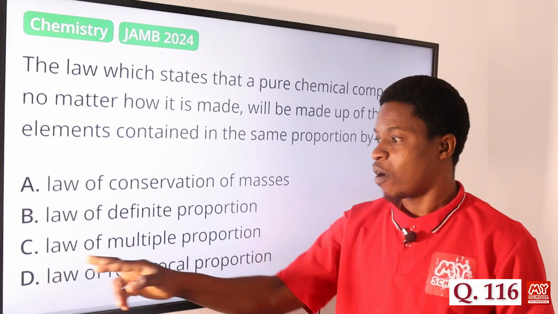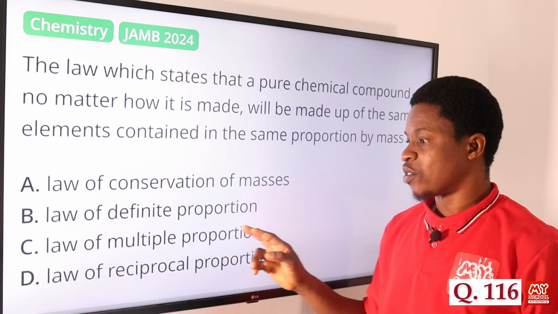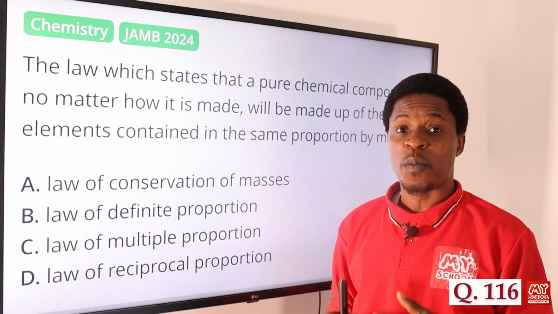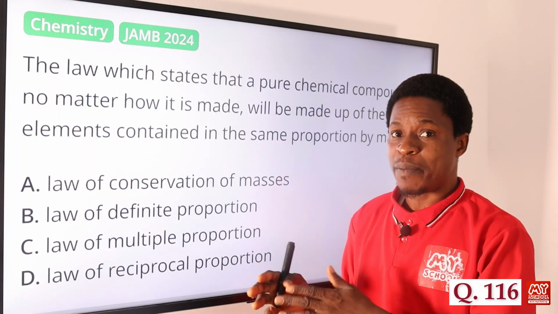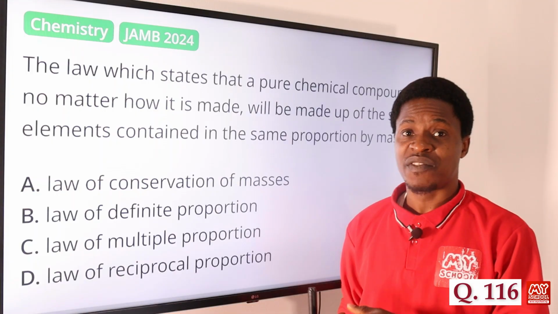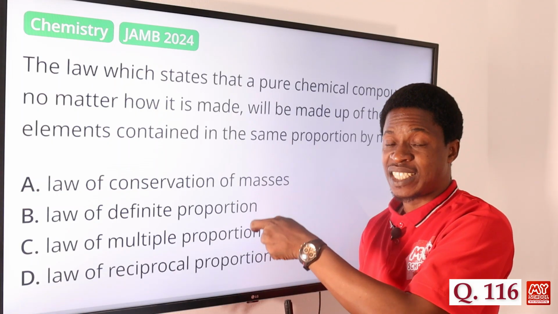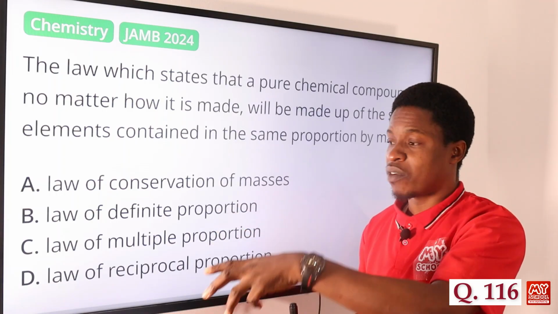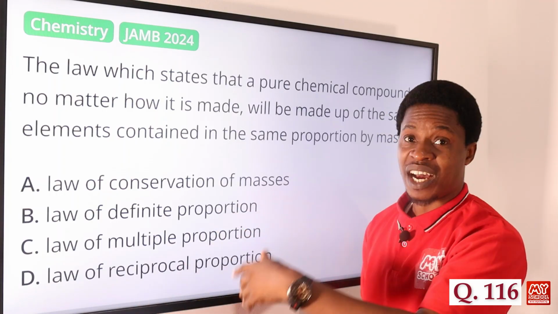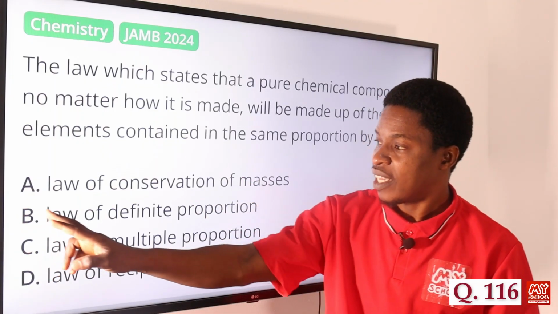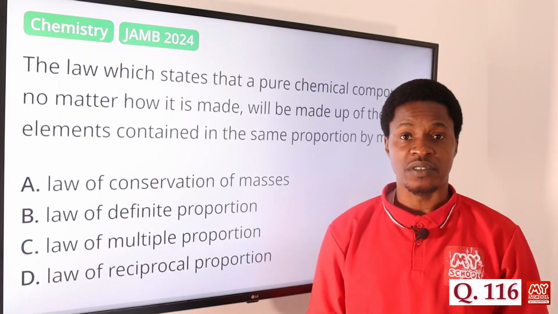Law of definite proportion. Option C says law of multiple proportion has to do with different proportions in which a particular compound can be formed, and then you still have the percentage of the elements that make up that particular compound. Option D says law of reciprocal proportion. So that's not it. The correct answer here is option B, the law of definite proportion.